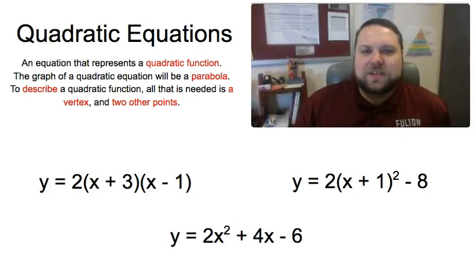A quadratic equation is just an equation representing a quadratic function. That is a polynomial of degree 2. It's going to have a variable squared, like you can see here, somewhere in that equation. And if we graph these, we're always going to get a parabola, that U-shaped graph. And in order to describe these, we're going to be needing a vertex and two other points from each of these equations, but we will get to that later. For now, we just need to know which form is which.